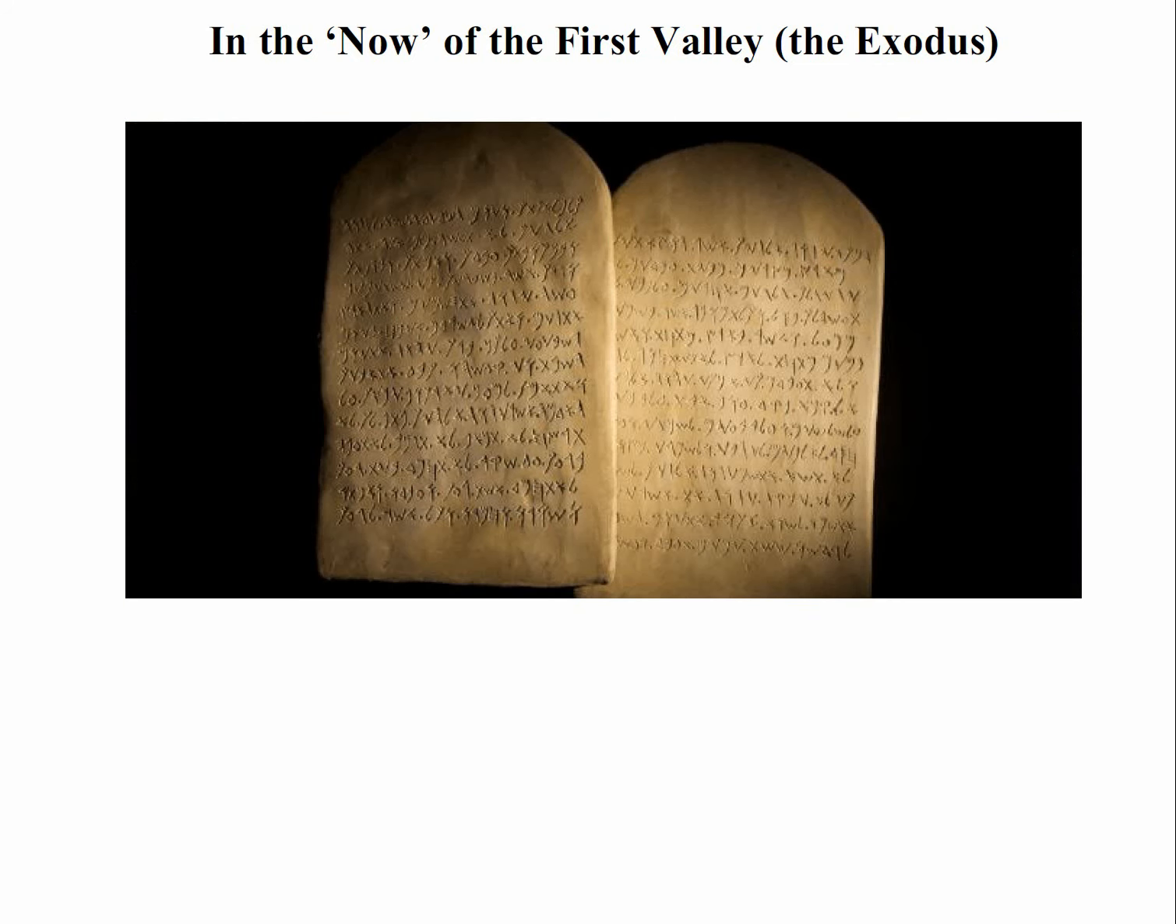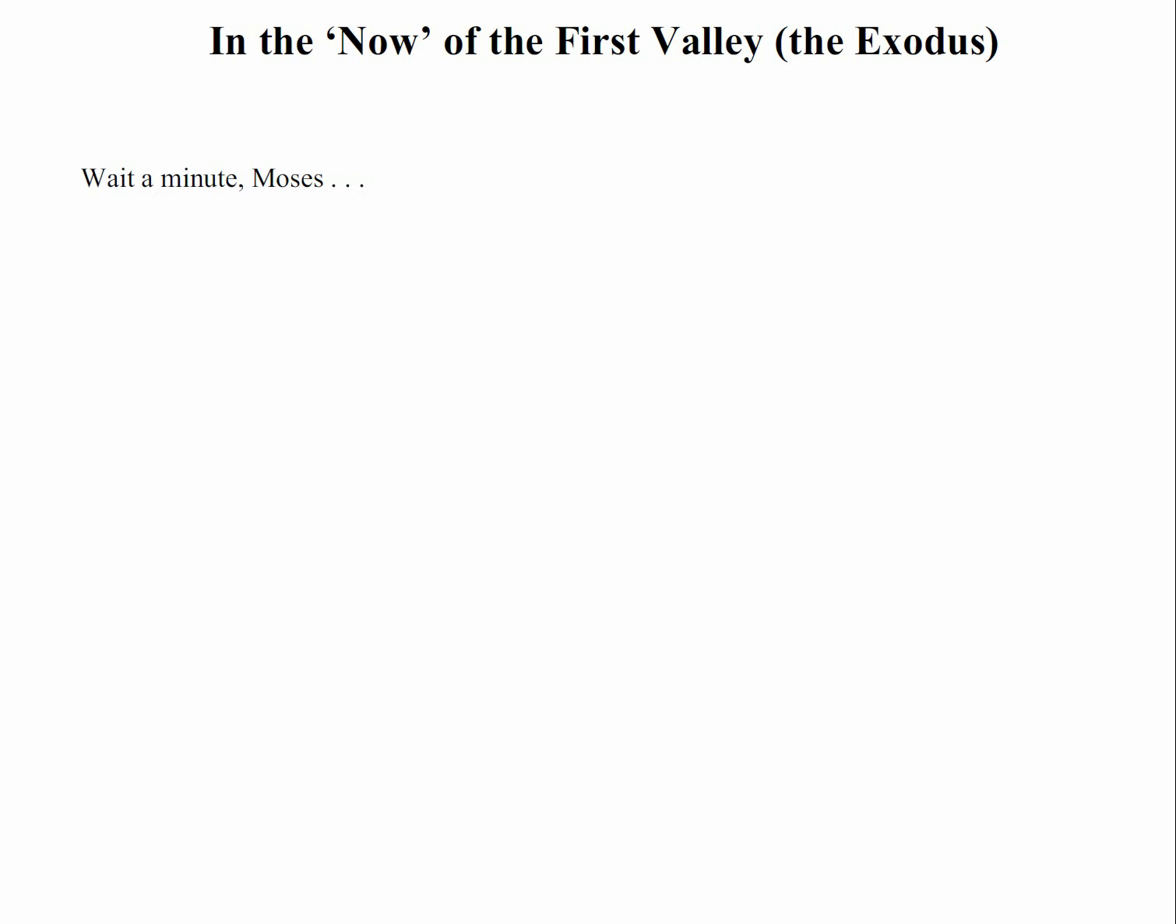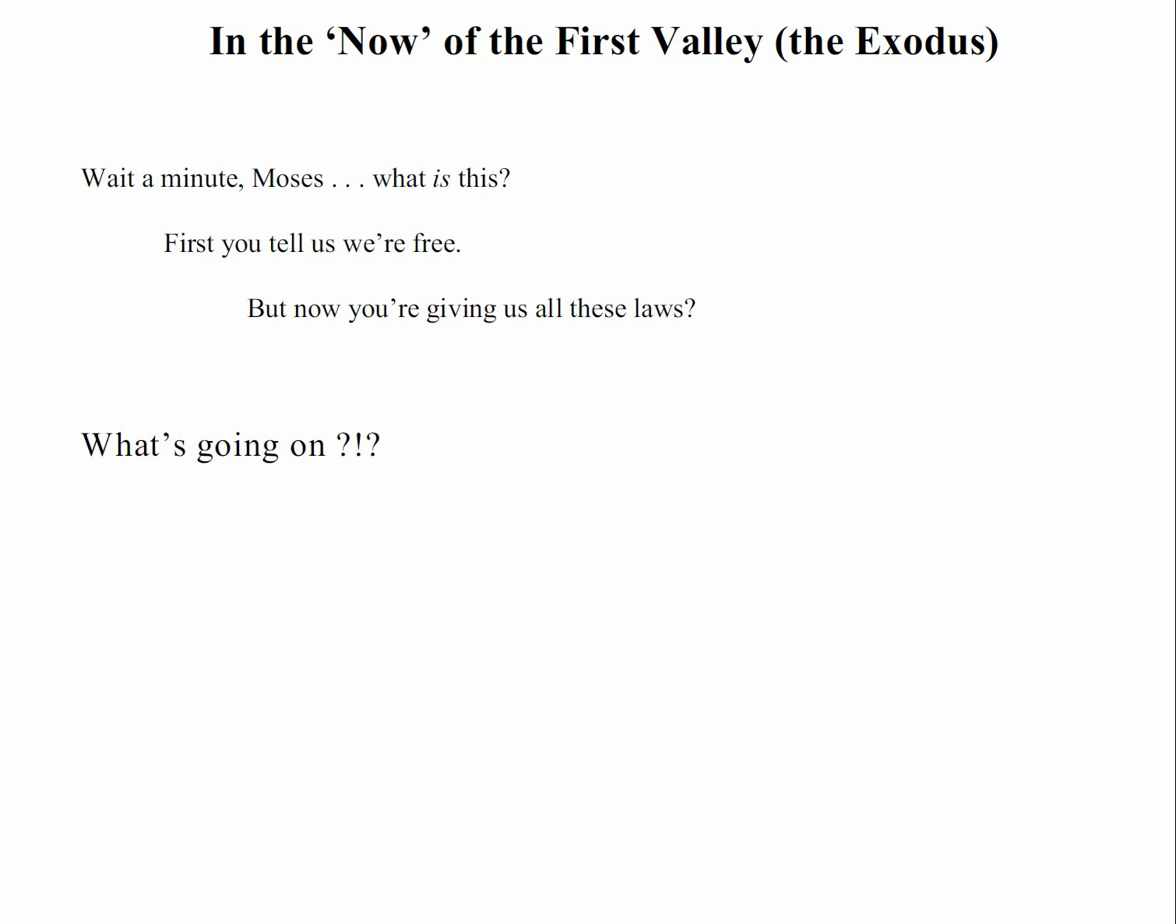And at that point, you can't really blame the Israelites for having a little bit of a "what?" moment. Hold on a second here, Moses. What's going on? You've just told us we're free. We've escaped from Egypt. We are no longer slaves. We're free. And then you give us a whole bunch of rules. What is going on here?